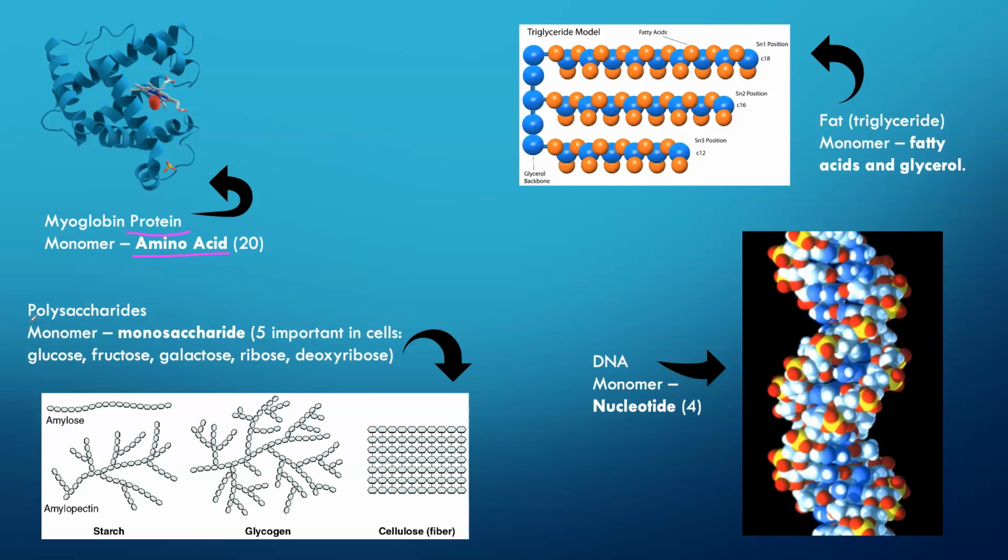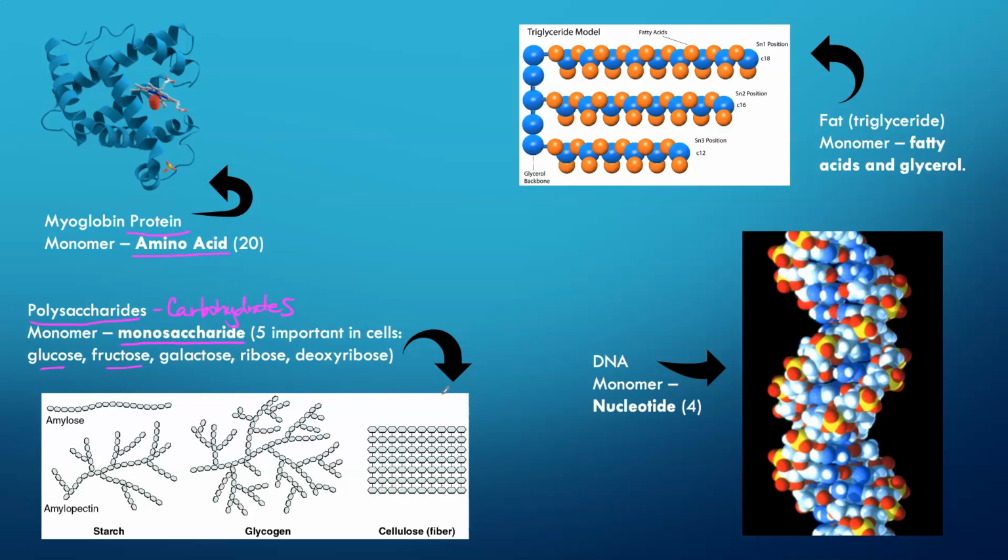Polysaccharides, which are carbohydrates, are another category. The monomer for these is called a monosaccharide. Mono means one, saccharide means sugar, so essentially we're talking about a single sugar. Here's a list of a few important sugars. The most common that we hear about are probably glucose and fructose. Those would be the monomers.